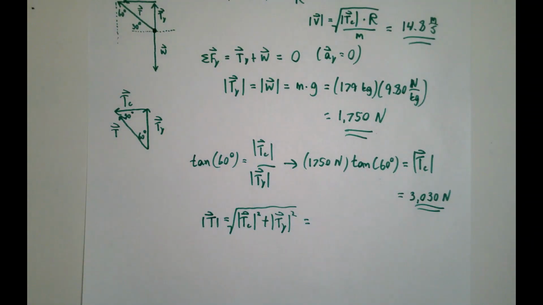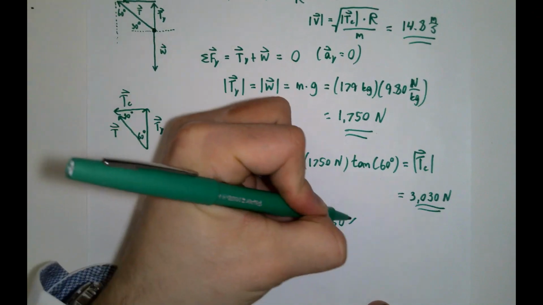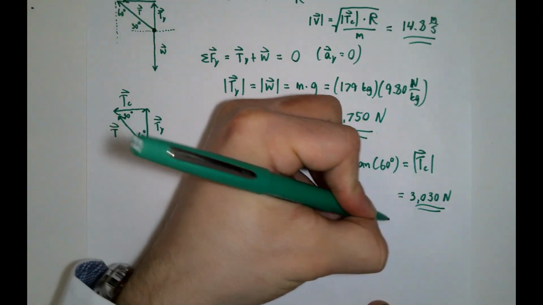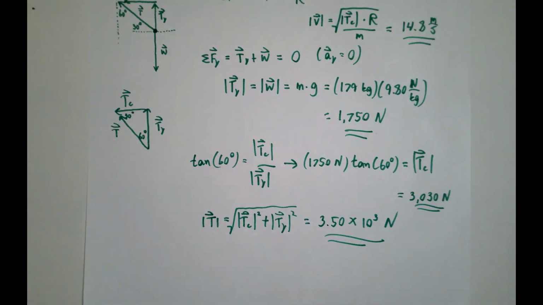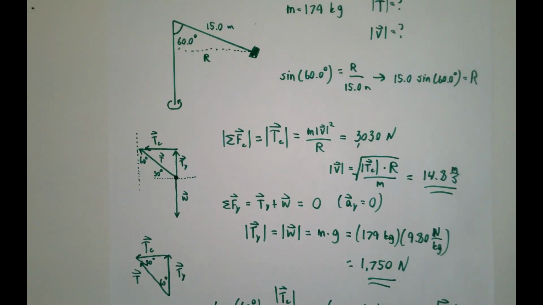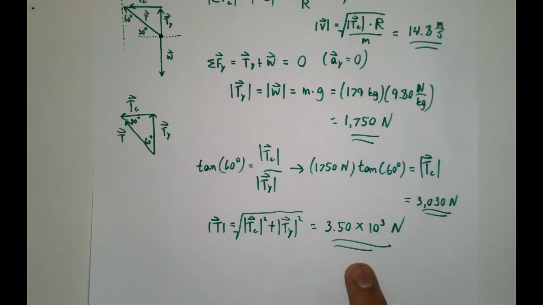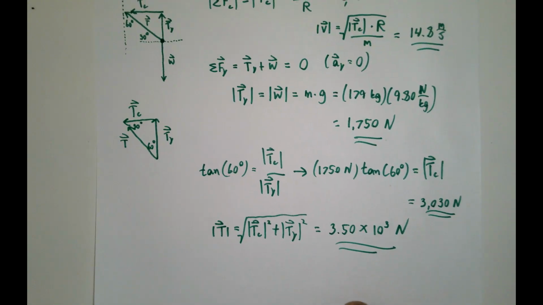So I'll find that the tension is 3030 squared plus 1750 squared, quantity square root. 3,500. So to keep three significant figures, 3,500. There is the tension in the cable that's supporting the rider. So they're traveling at a speed of 14.8 meters per second around this ride, and the tension in the cable is 3,500 newtons.